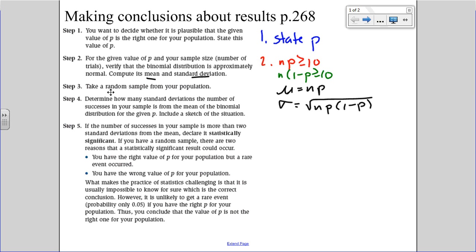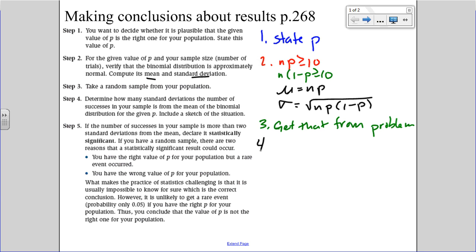We move on to number 3 that says take a random sample. Well, I'm not going to send you out there to take samples on certain things. So you're going to get that from the problem and just state what it is. We might say, recently we went out and surveyed 100 people and 70 people said that. So from our specific sample, we got 70 people.